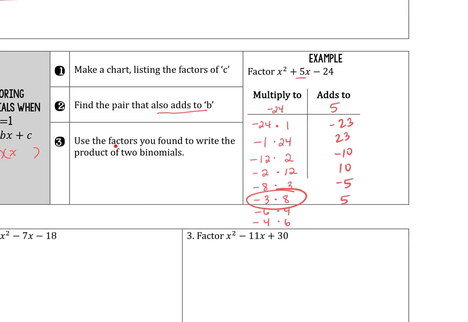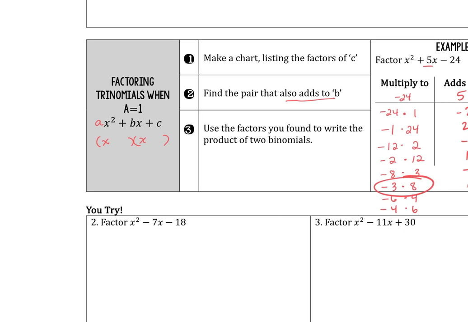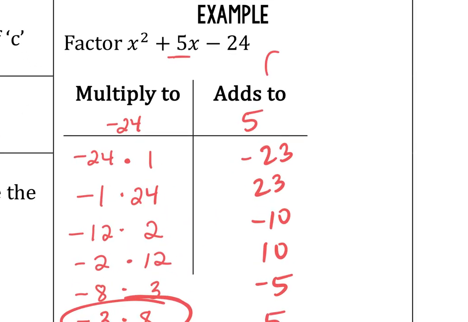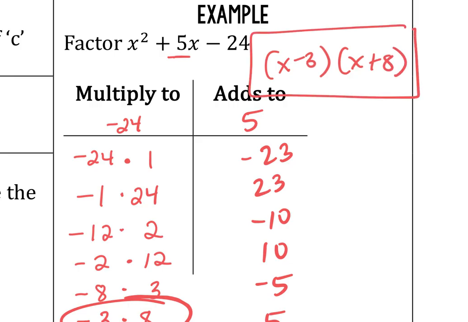And those factors are what you're going to plug in to your binomial terms. Okay? So then the factored form of this expression is just x minus 3 times x plus 8. And no, it does not matter if you have x plus 8 times x minus 3. Because again, if I were to go back and use that FOIL method, I would get right back to here.